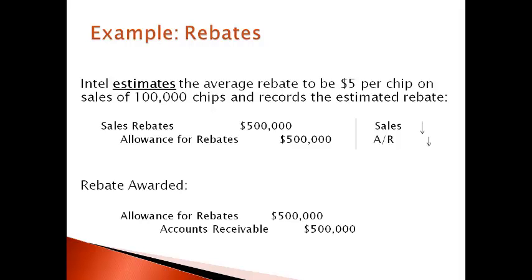When the rebate is awarded and taken by the customer, the allowance for rebates is removed and accounts receivable is reduced. This entry gives no net change to net accounts receivable. The impact of the rebate is all reported in the period of the sale. This is done in the entry at the top of this page.